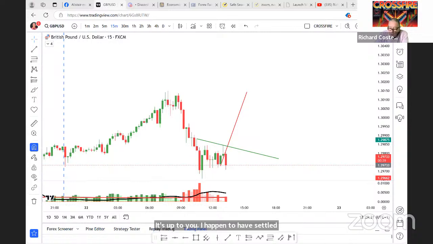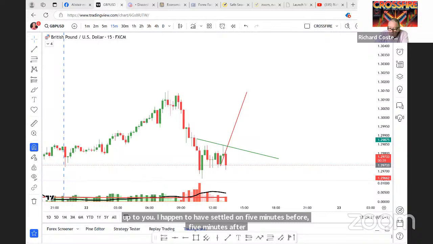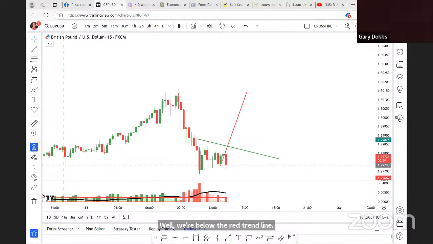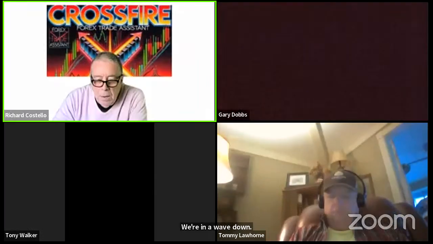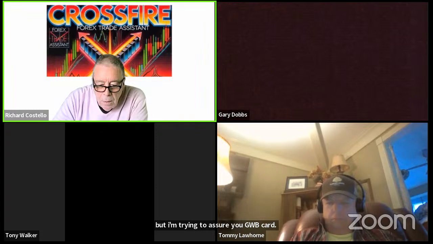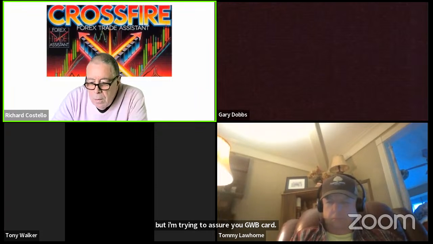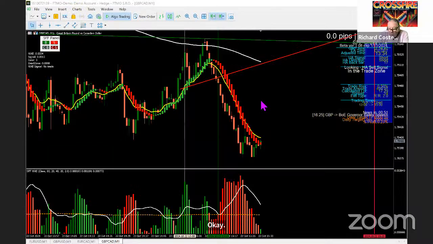So we're below the red trend line. We're in a wave down. I can only see your GBP USD chart. Okay, let me go back. I'm trying to show you GBP CAD. Let's see what happens now. I've got GBP CAD. Can you see it?